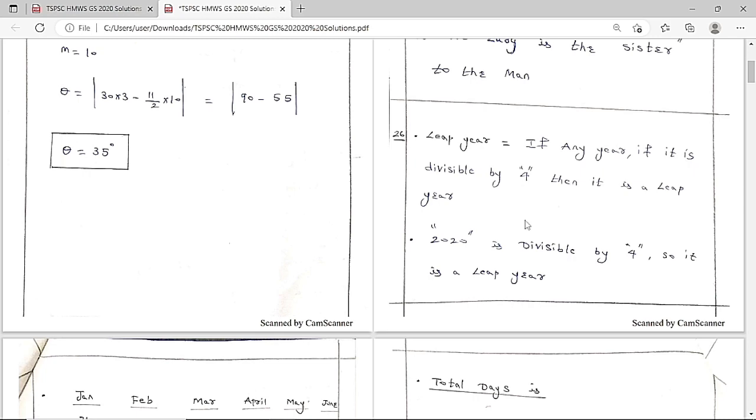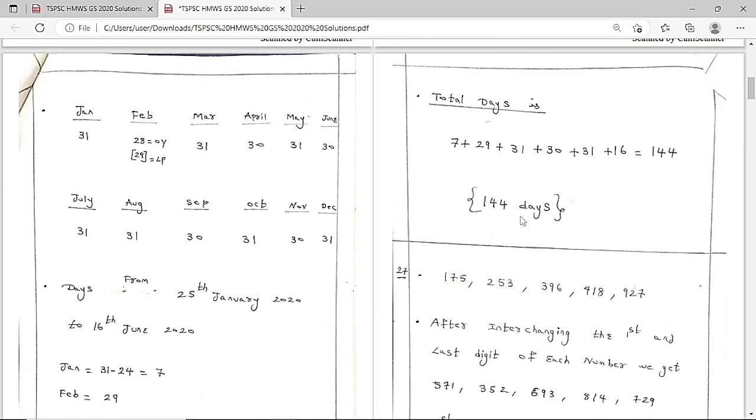Now we will see what is going to happen in the leap year regarding the months. Here it includes a total of 12 months: January, February, March, April, May, June, July, August, September, October, November, and December.